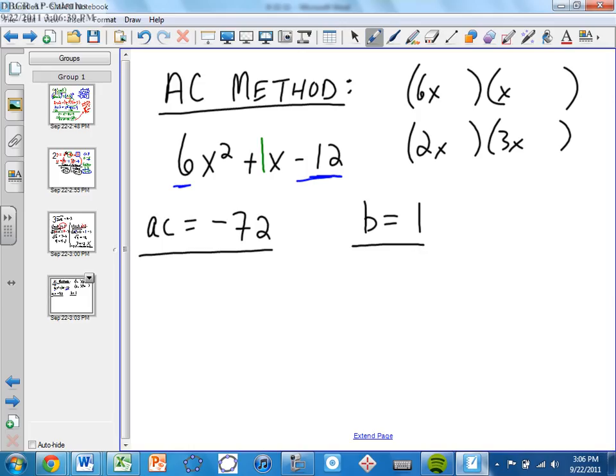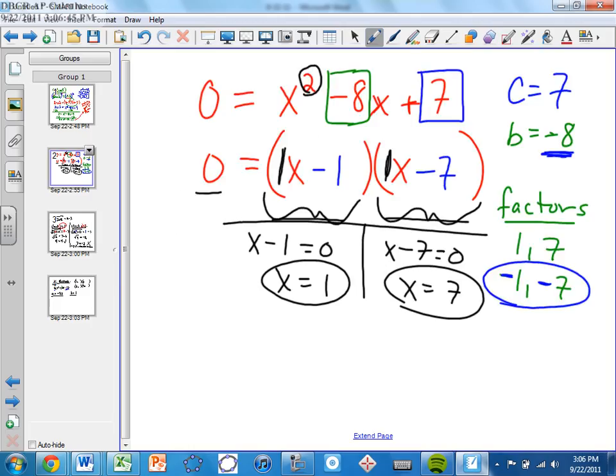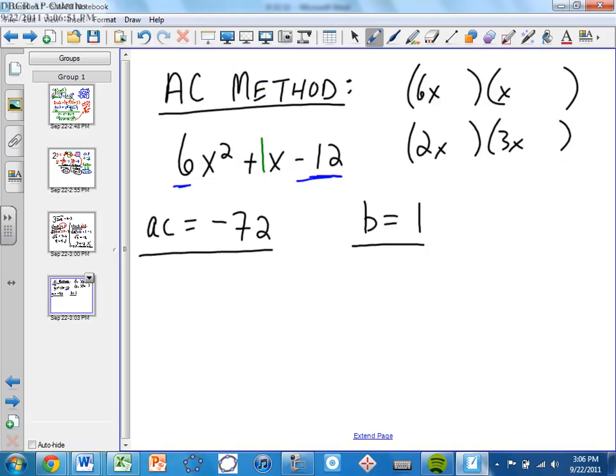Next, if you go back to what we did before, we listed the factors of C. Earlier in this lesson, we listed these factors of C, and then we said which one of them adds up to B. Well, we're going to do the same thing again, but now we're going to list the factors of AC and see which ones add up to B. So we have to list all the factors of negative 72. It's going to take us a little while, but let's do it.